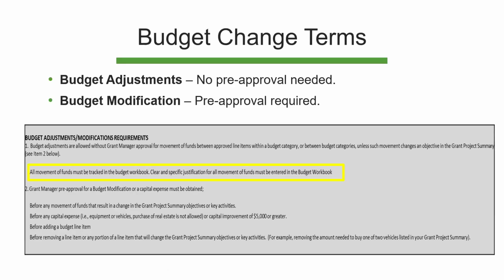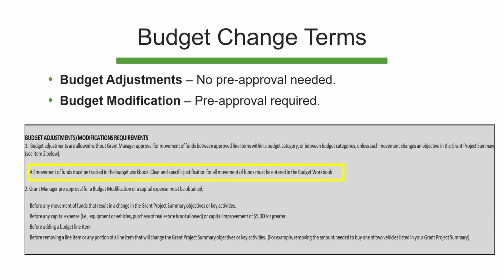Okay, so to recap, budget adjustments are tracked in the cells and modifications are tracked in the designated budget modification rows. Bud mods need pre-approval and they need to be submitted before the payment request, not at the same time. Submitting both at the same time delays the review of the payment request because the budget modification needs to be reviewed and approved before you can use that budget workbook for your payment request.